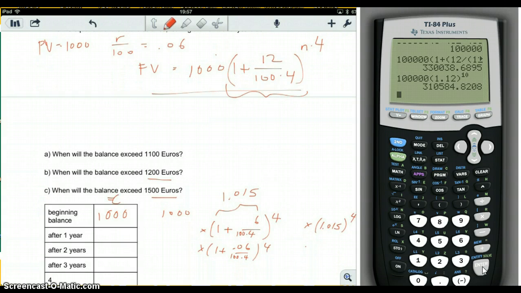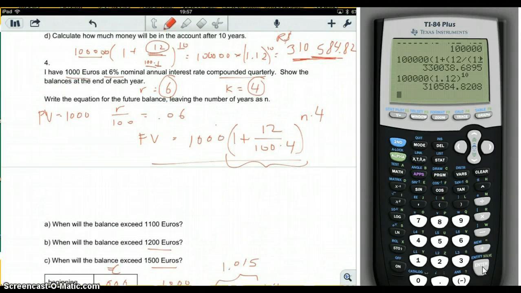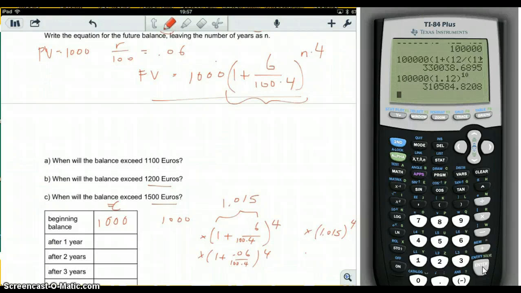Oops, and I just made a mistake, didn't I? Sorry about that. It's actually a 6 there, right? 6%. Okay, I just noticed that down here. So I am going to be multiplying 1,000 times a factor, which is 1 plus 6 over 4 times 100, which is equal to 400, right? And that's going to be to the 4n power. N is the number of years.